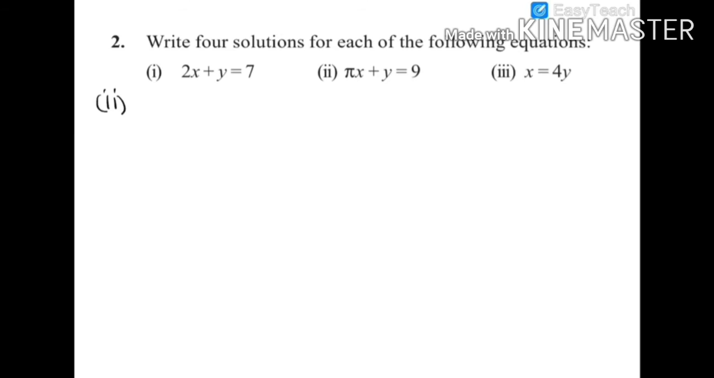Let's do the second part. Pi x plus y equal to 9.